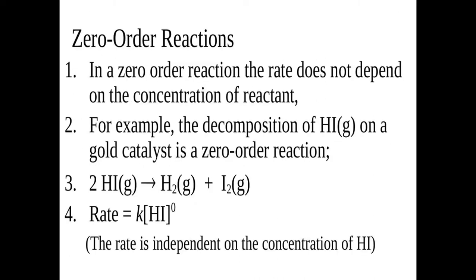Next we will come to the zero order reaction. Zero order reaction means the rate does not depend upon the concentration of reactant. That is called a zero order reaction. Example, decomposition of HI on a gold catalyst is a zero order reaction. 2HI gives H2 plus I2. Then I will write the rate expression. Rate is equal to k, concentration of HI to the power of 0. This is the zero order reaction.